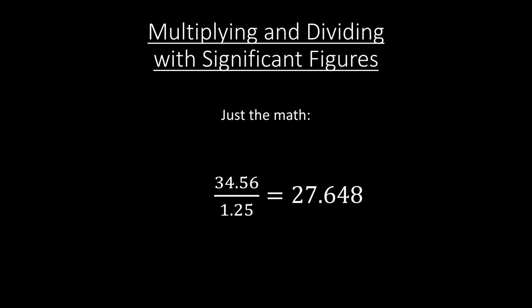So I want it to stop at where the 6 is, to 27.6. So I go to the next one, the 4, and I'm going to round that. Because it's a 4, I'm going to round down, and the answer would be 27.6.